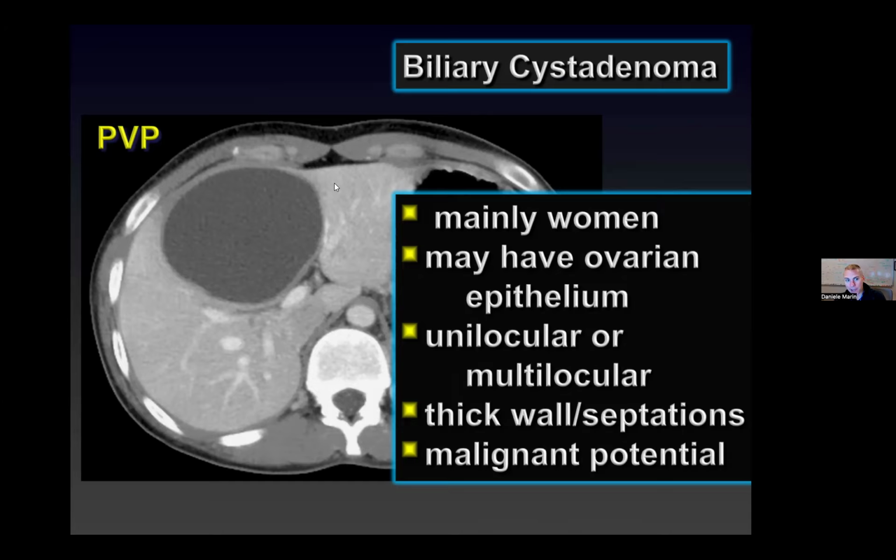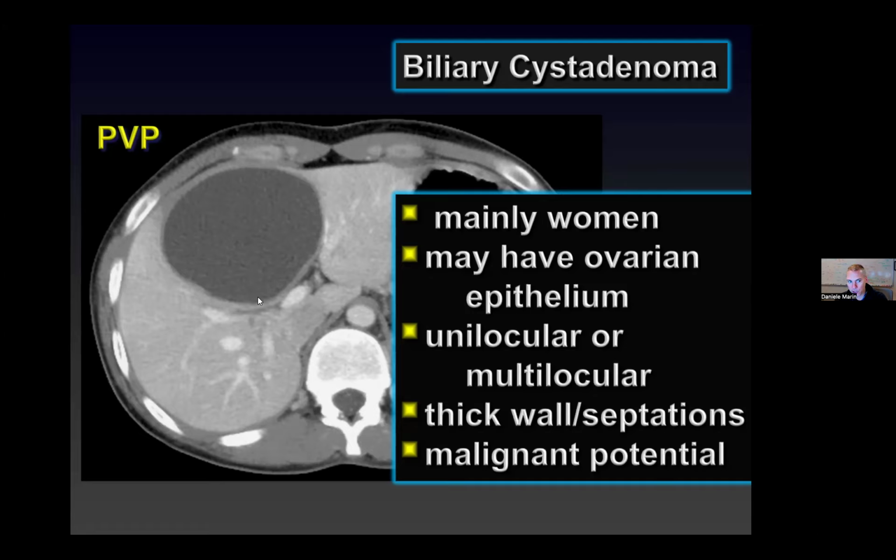And they typically appear in middle-aged, late-age women. The classic appearance on pathology of biliary cystadenomas is the presence of an ovarian-type epithelium along the wall of the lesion. On pathology, it really resembles a mucinous ovarian neoplasm. They can be unilocular or multilocular, so they can have septations. And the way you differentiate between a biliary cystadenoma and a simple cyst is by looking at the wall of the lesion.